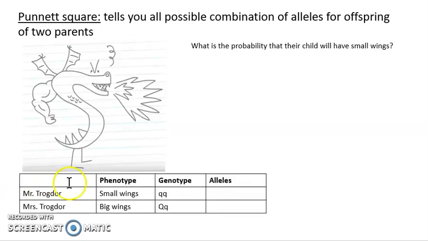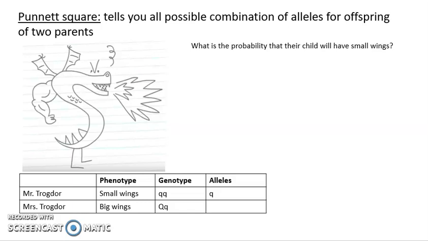So we've got our little table over here, Mr. Trogdor and Mrs. Trogdor. If we want all possible combinations of alleles, which is what we're going to have from the Punnett square, first we've got to know what alleles each parent already has. Mr. Trogdor has allele little q and also allele little q. So basically he just has that one allele he can contribute to his children.